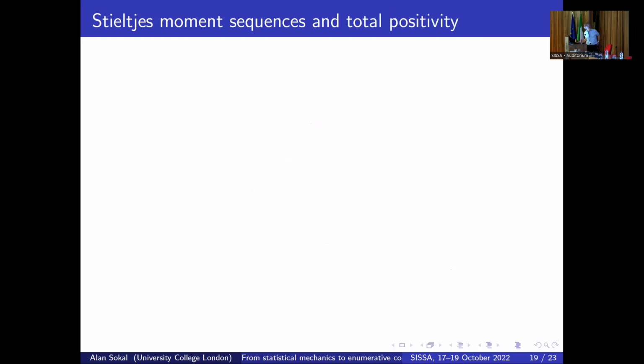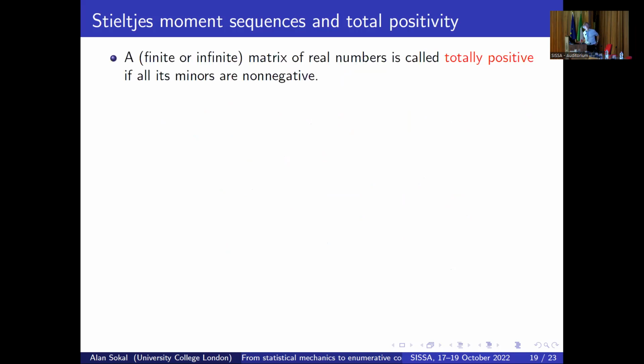I'm going to relate it to a kind of bizarre concept called total positivity. So a matrix, finite or infinite matrix of real numbers, is called totally positive if all its minors are non-negative. And I stress all its minors, not just its principal minors. So this is not like positive semi-definiteness. It's all the minors. I take any subset of rows, any subset of columns of the same cardinality. That submatrix has to have a non-negative determinant. That's what totally positive means.